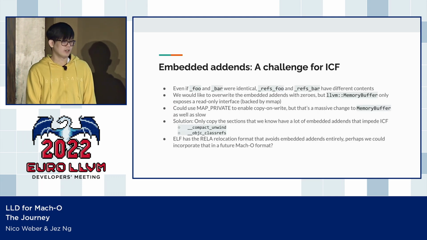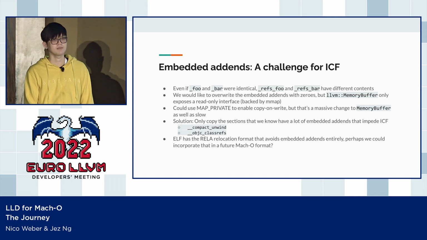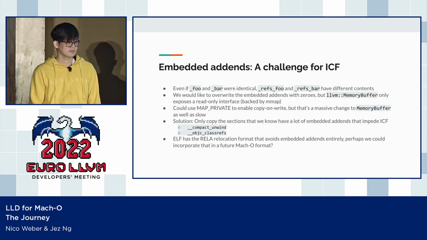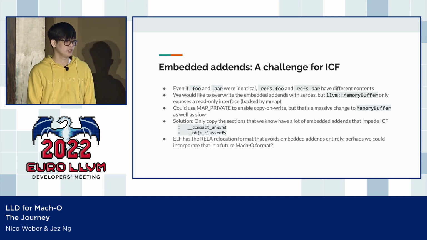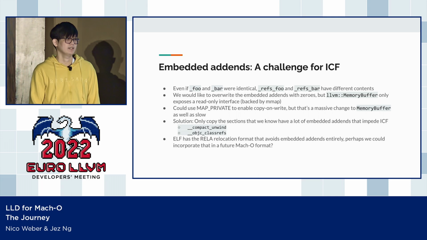We would like to overwrite the embedded add-ins with zeros, enabling us to see that refs foo and refs bar are identical. However, the first problem is that LLVM memory buffer, which we use to read in the files, only exposes a read-only interface because it is backed by mmap. Now we could overhaul memory buffer to use map private and copy on write, but first, that's a huge refactor, and second, the copying is slow, even though the kernel does optimize it somewhat with the copy on write.